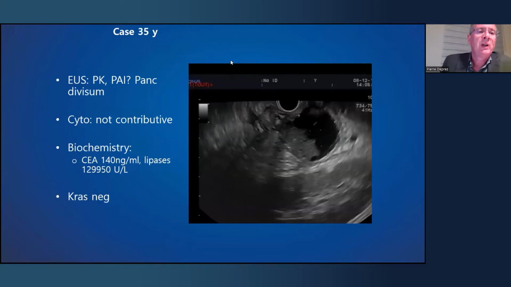So in fact, as you see, there was a pancreas divisum. EUS may be in favor of mucinous or pseudocyst, difficult to say, or maybe not the lesion. Cytology was not contributive. Biochemistry showed CEA 140, so not reaching the cutoff of 192. Lipase was elevated. At that time, I think 10 years ago, there was no glucose testing, but of course now we do it. And KRAS was negative. We did KRAS in some of these lesions.